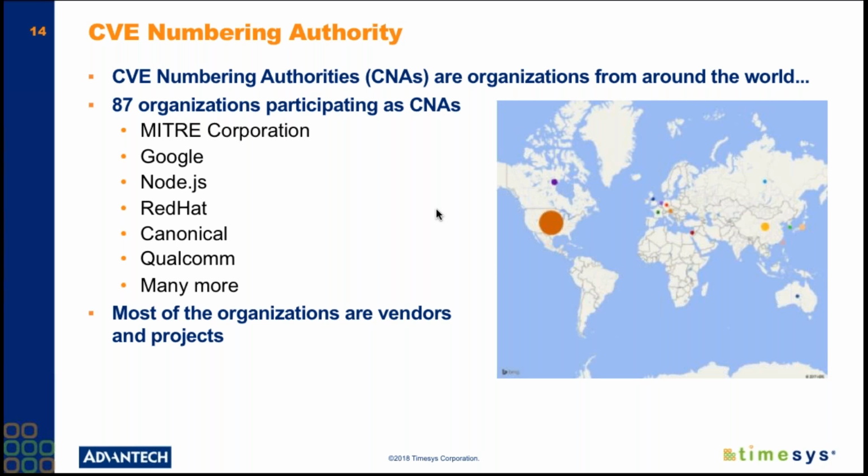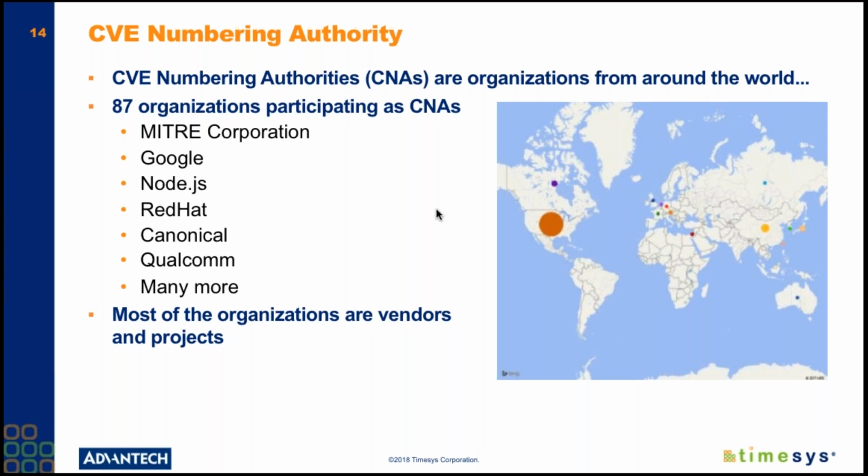When we look at Linux, at the Linux world, you can identify here some of the names: Red Hat, Google, Canonical, Qualcomm. They all are involved with development with Linux. So they could be also organizations assigning CVE IDs.